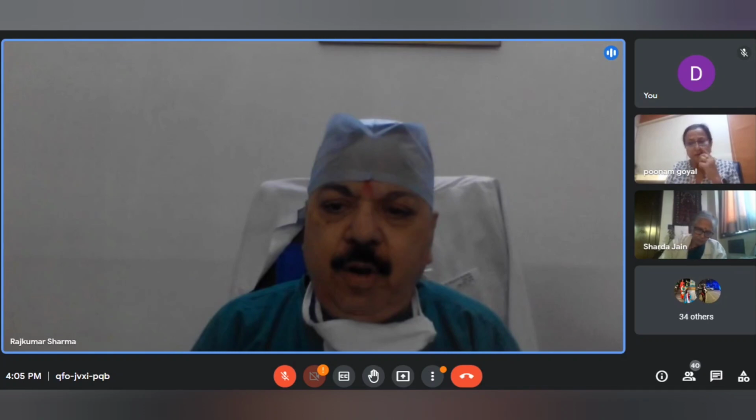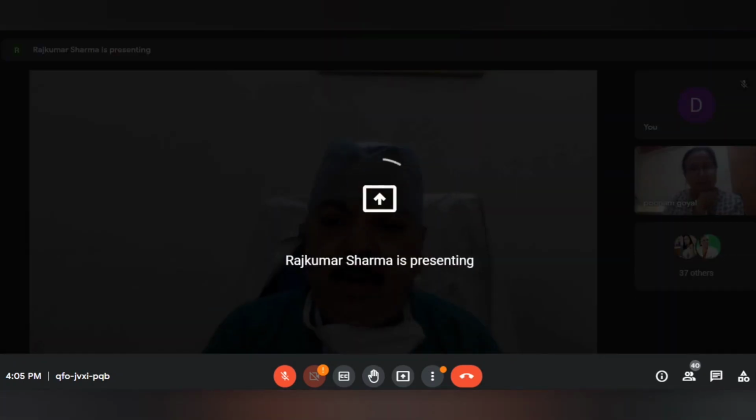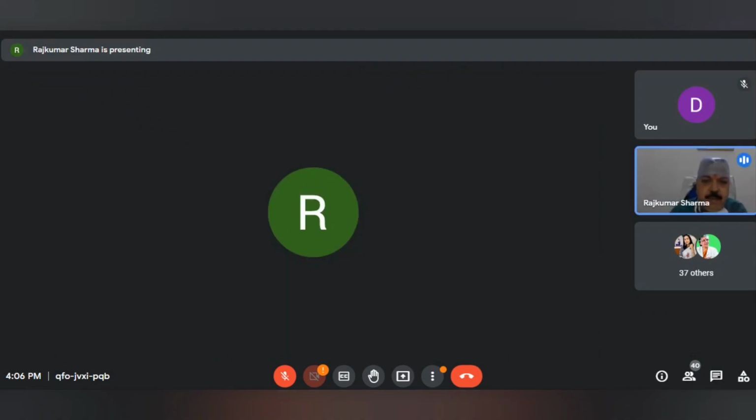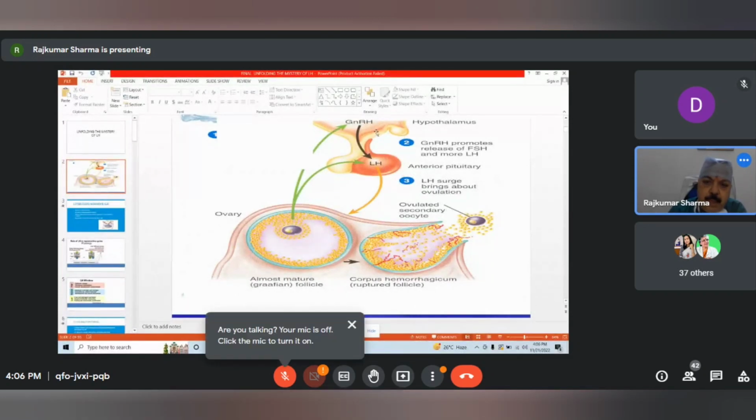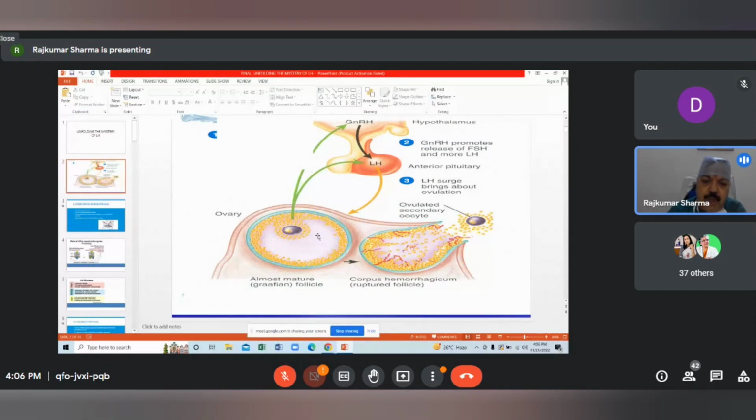Now we know that FSH and LH are both very important as far as female and male reproduction are concerned. For that, we need an intact hypothalamo-pituitary-ovarian axis. Initially, FSH will be secreted by the anterior pituitary, and it will cause maturation of the follicle. Once the follicle is mature and producing enough estrogen, by feedback it will cause the release of LH, which helps in final maturation and the ovulation process which takes place.